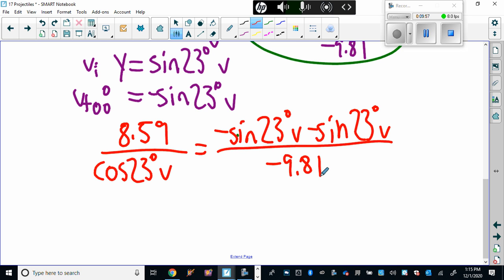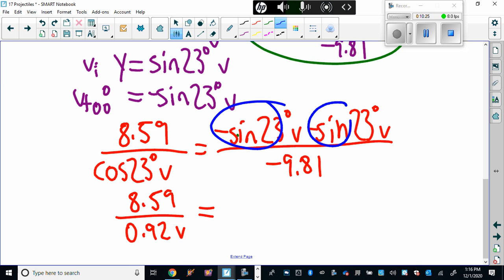And that looks way more complicated than it really is, because this cosine 23 is just a decimal. I can just get out my calculator, and I can say that the cosine of 23 equals 0.9205. So let's just call that 0.92 v. And I can do the same to this one here and this one here.